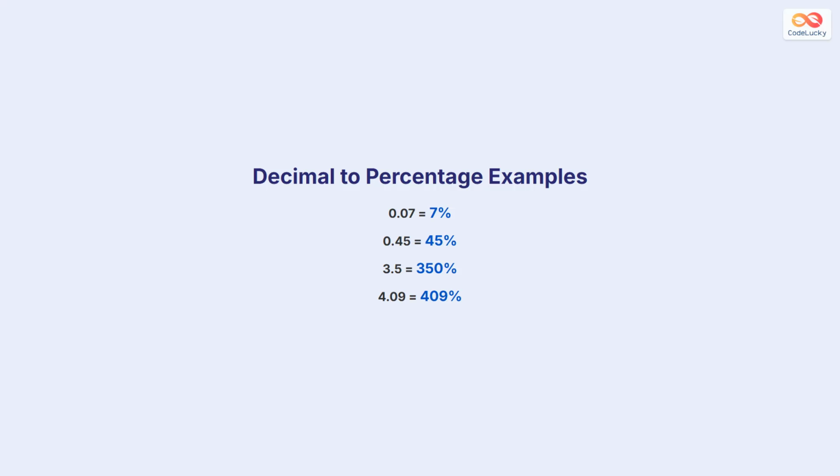Here are some examples of converting decimals to percentages. 0.07 equals 7%. 0.45 is 45%. 3.5 equals 350%. And 4.09 is 409%. Multiply each decimal by 100 to get the percentage.